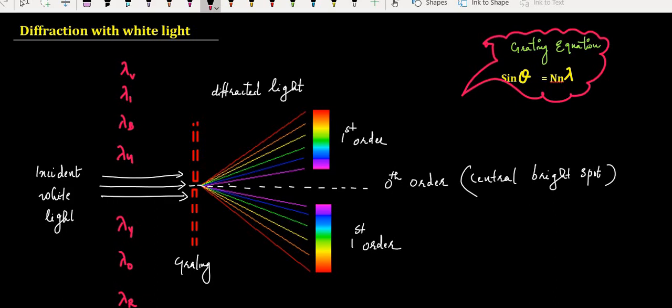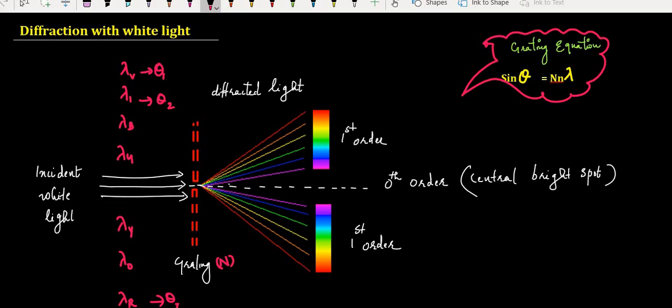So I want you to remember this equation, which is the grating equation, where it is saying sine of the angle of diffraction is equal to n lambda, where capital N is the number of lines, which is a constant for a grating, small letter n is the order of the spectrum and lambda is the wavelength. So in the case of white light, there are 7 different wavelengths and correspondingly 7 different angles. For example, for violet we have theta 1, for indigo we have theta 2, like that for red we have theta 7. Okay. So we have 7 different angles.